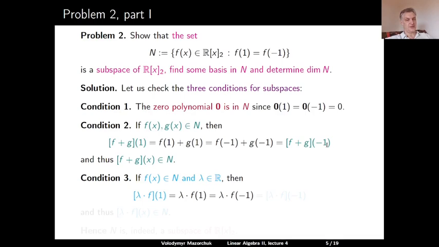And again, by definition, this is equal to the value of the polynomial lambda f at the point minus 1. So lambda f at 1 has the same value as lambda f at minus 1, and so lambda f belongs to N. So all three conditions for the subspace are satisfied. Therefore, N is indeed a subspace of the vector space of all real polynomials of degree at most 2.